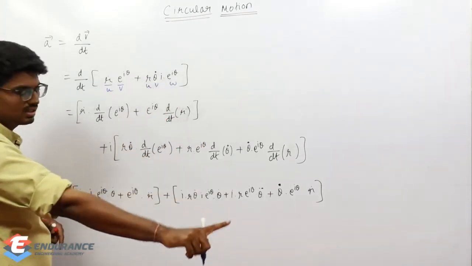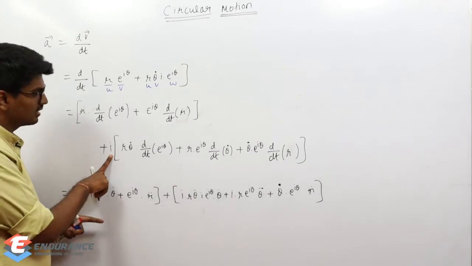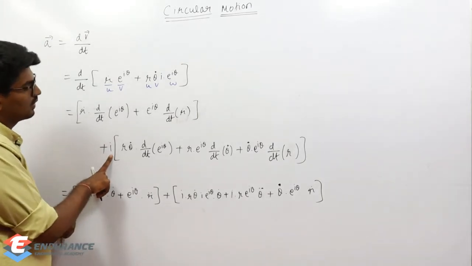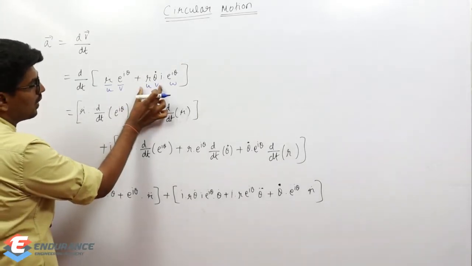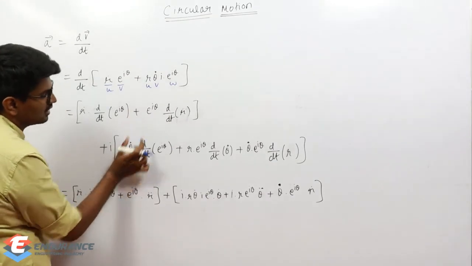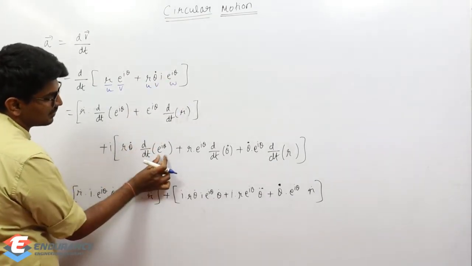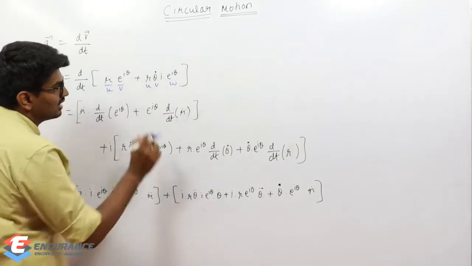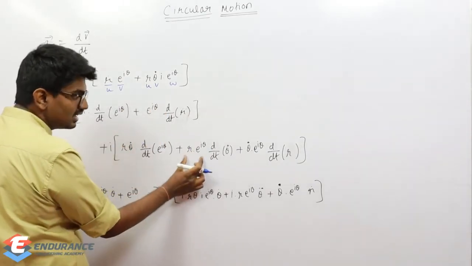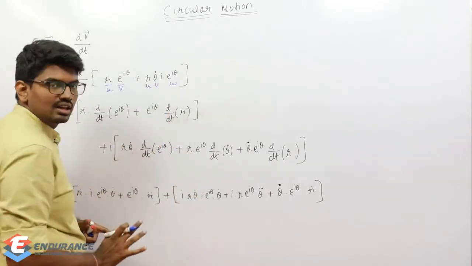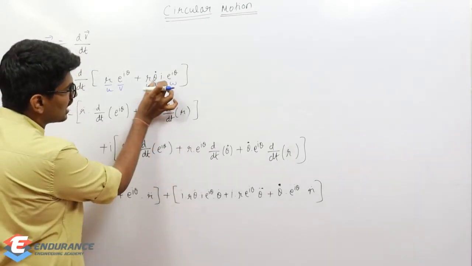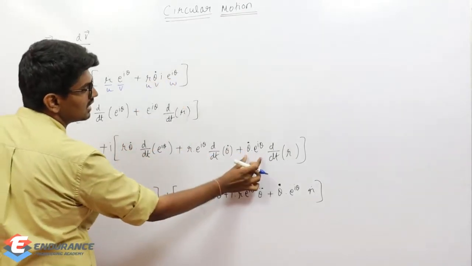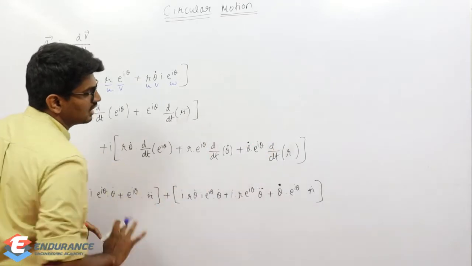i is anyways constant, so I am keeping i commonly outside. It's a constant value. Now keeping r and theta dot constant, I am differentiating e power i theta. The uvw method. And keeping r and e power i theta constant, I am differentiating theta dot. And by keeping theta dot and e power i theta constant, I am differentiating r.